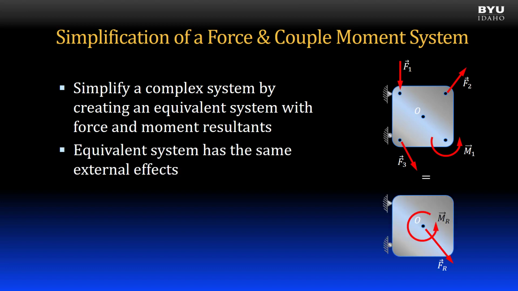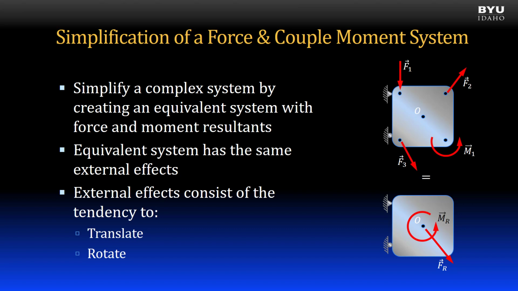What we want to create is a simpler but equivalent system that produces the same external effects on a body. By external effects, I mean cause the body to translate or rotate with the same direction and magnitude. Or for static problems, cause the same resistance to translation and rotation at the supports. When creating an equivalent system, there are a few rules you should keep in mind.